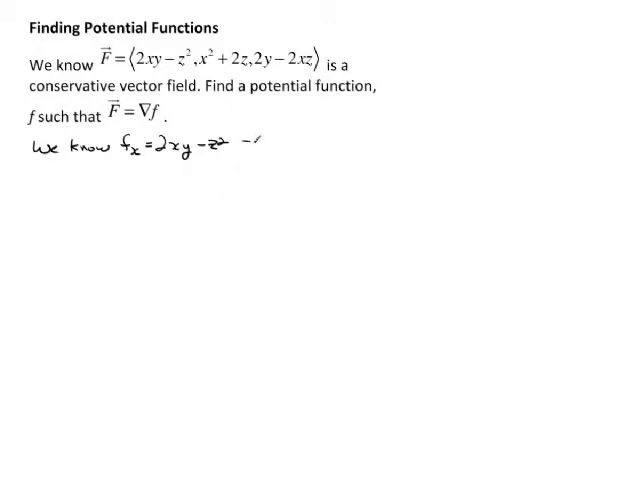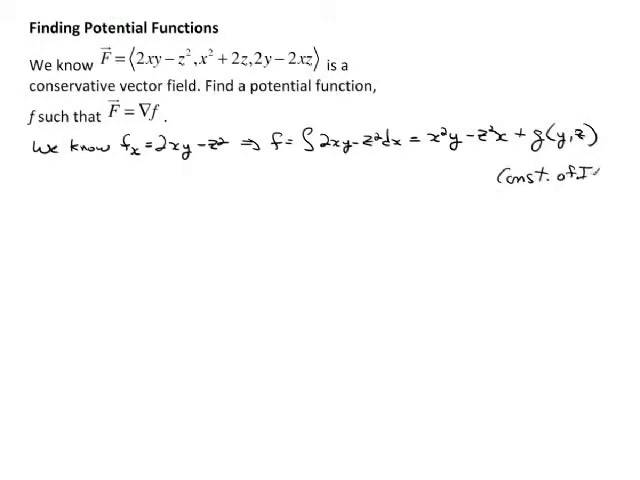So in other words, that's going to imply that f is going to equal, I need to integrate this, 2xy minus z squared with respect to x. And when I do, I'll get x squared y minus z squared x plus, I'm going to end up with some function g of y and z. This is what I'm thinking of as my constant of integration, because I have an indefinite integral that I'm working with here.